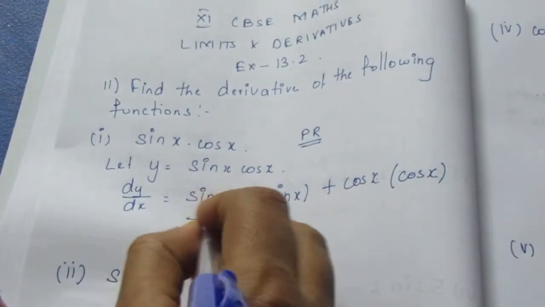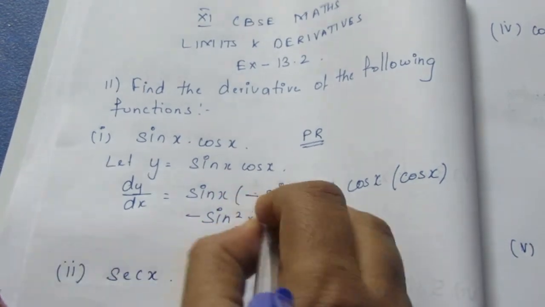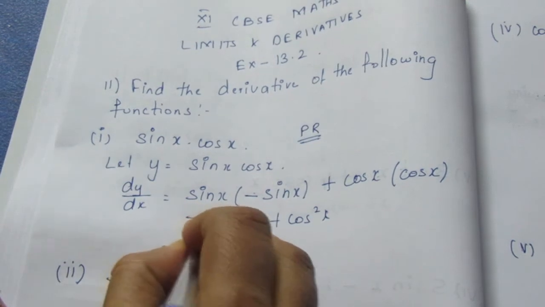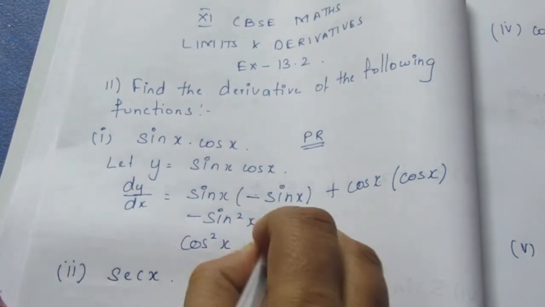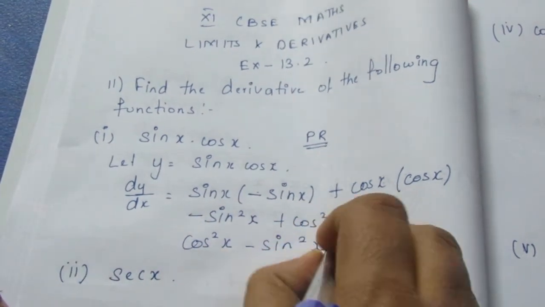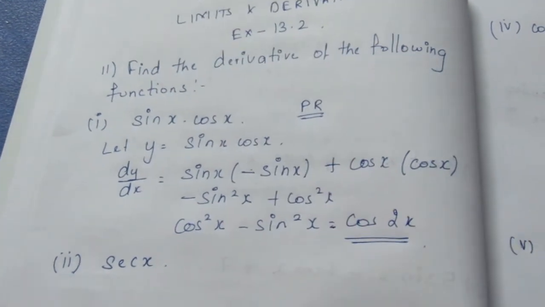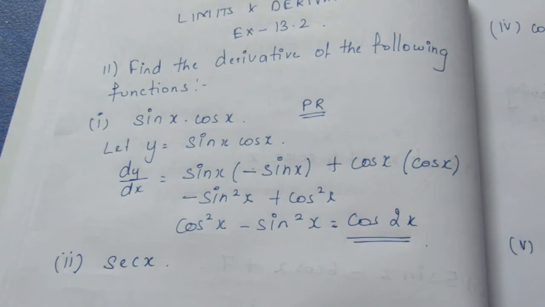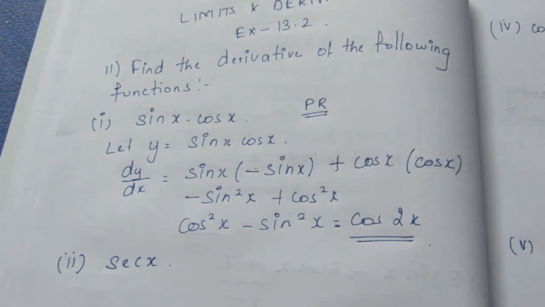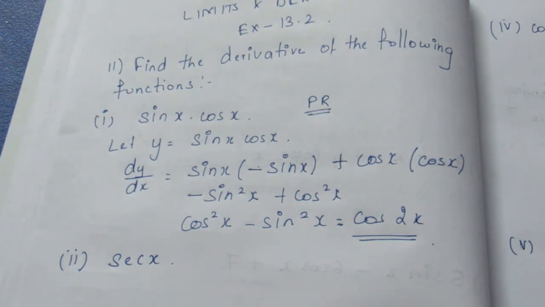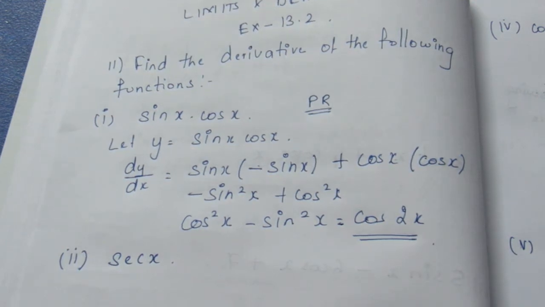Now here it becomes minus sin square x plus cos square x, which is cos square x minus sin square x, which is nothing but cos 2x. So the final answer for the sum is cos 2x. For sin x into cos x, it is cos 2x is your final answer. That's all with the first one. We'll move on to the second one.